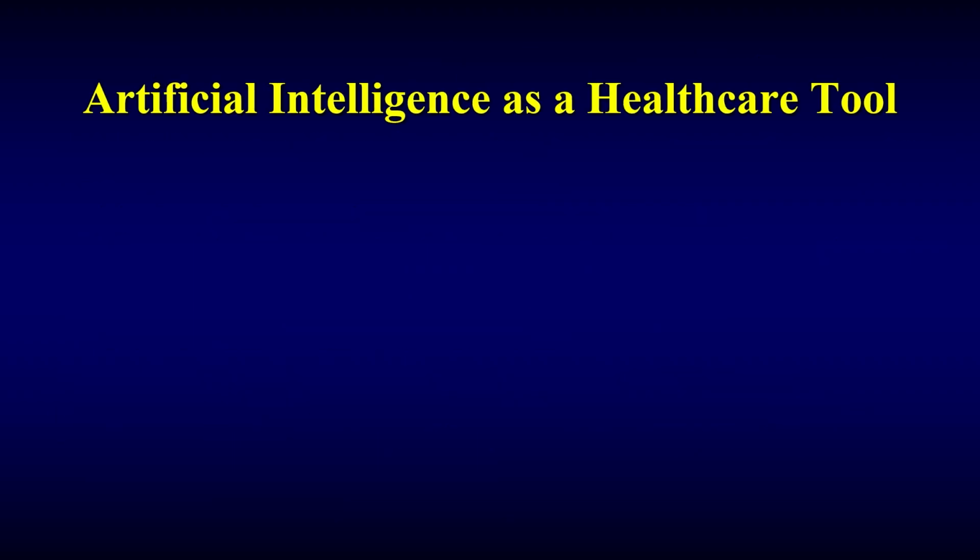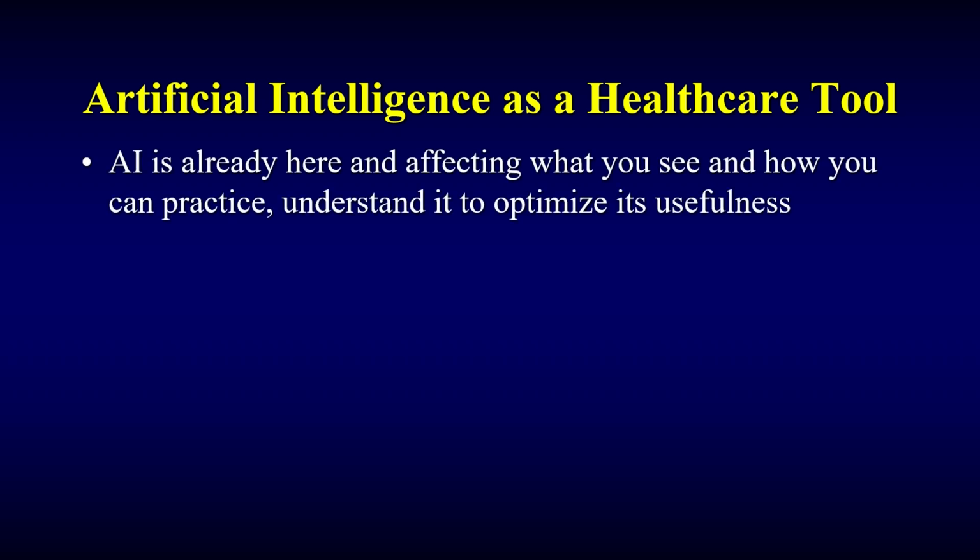Artificial intelligence is a healthcare tool. It's already here, and it's affecting what you see and how you can practice. So understand how to optimize its usefulness. In a simplistic approach, you can use AI as a co-pilot. It basically reminds you when you're supposed to remove a Foley catheter, or that these two antibiotics are having the same effect, or can both cause renal failure, or whatever. And they can determine the proper dose of insulin or weight-based heparin, etc.